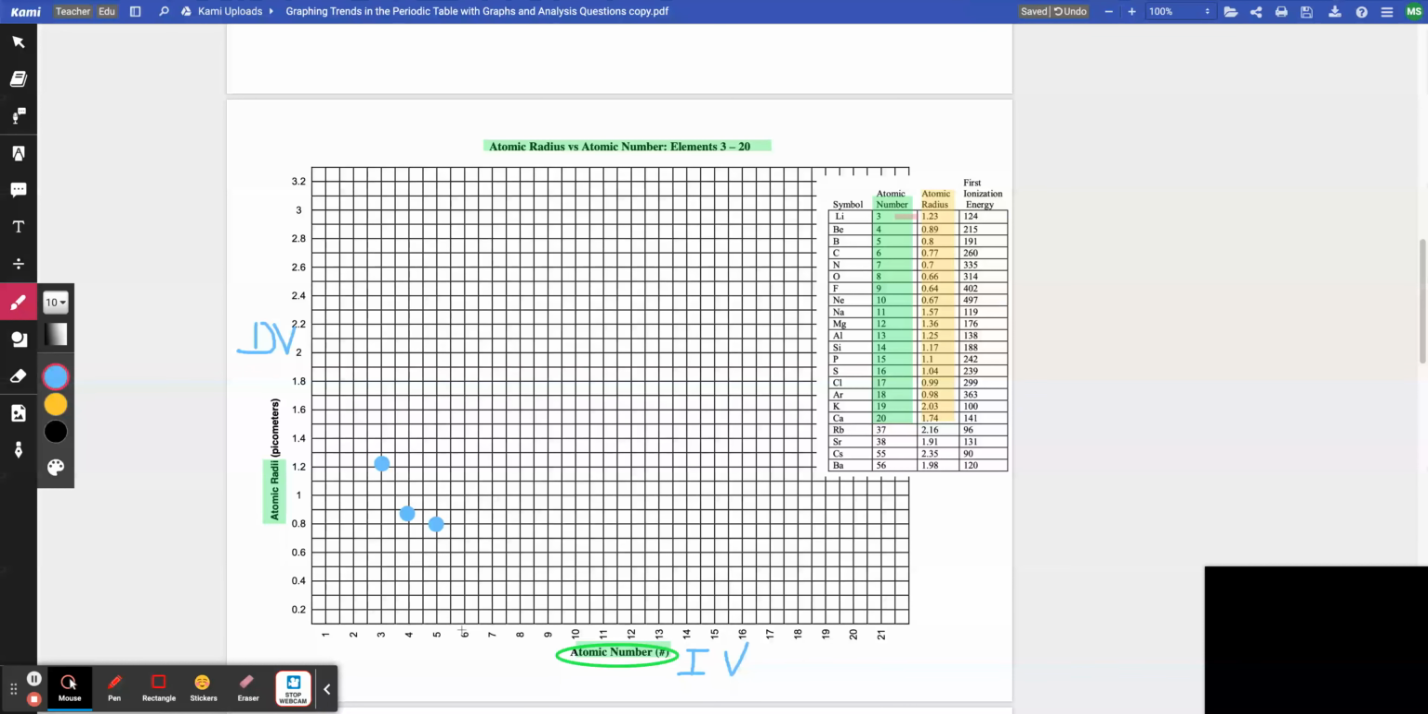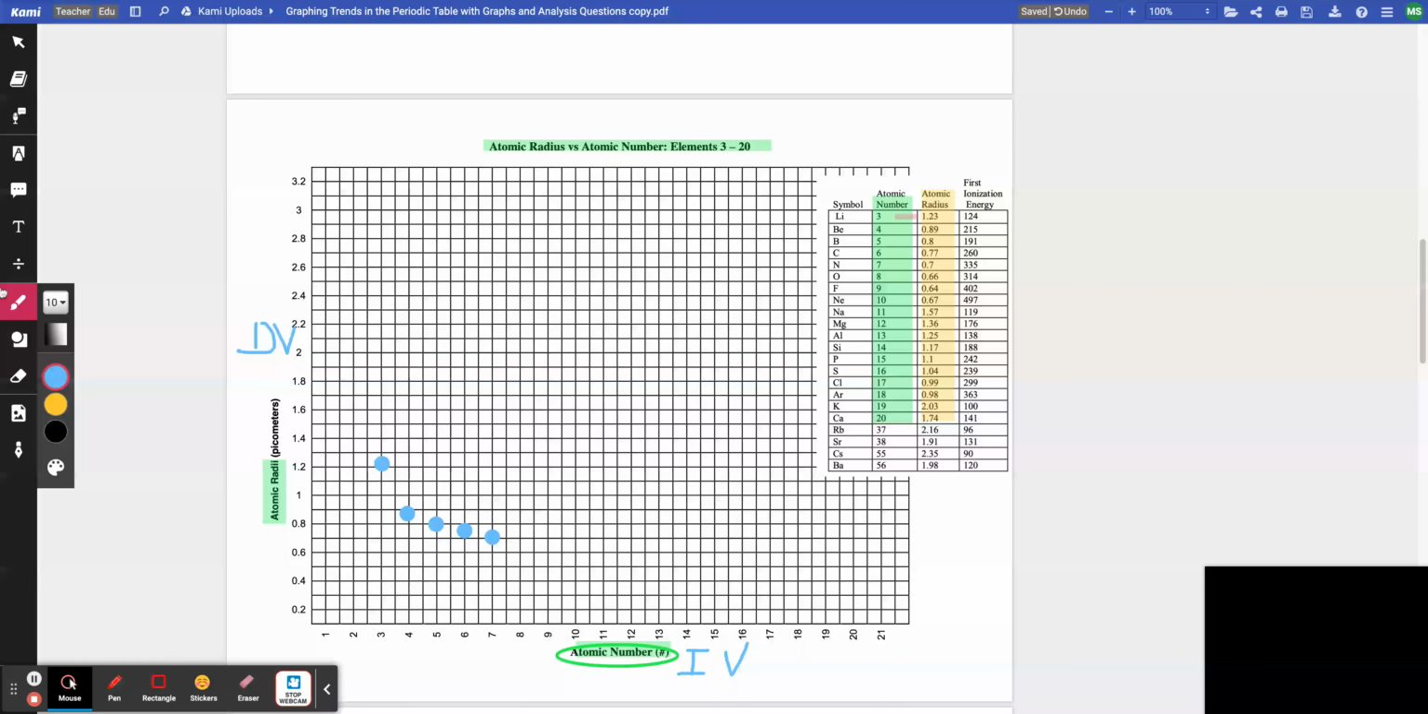Next, we're going to do 6. Atomic number 6 connects to 0.77. Let's do it. 6 right here, all the way up to 0.77, which is about right there. Let's put a dot. Next up, these dots are very large, but it's okay. Next up, we have 7 and 0.7. So we're going to go up to 0.7. Nice. Next one we have is 8 and 0.66.